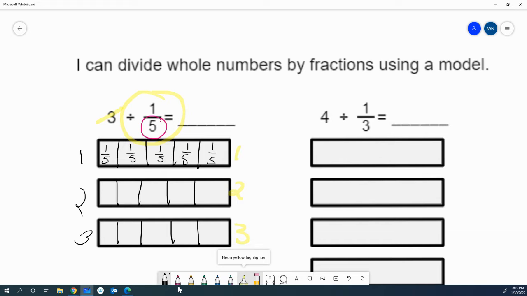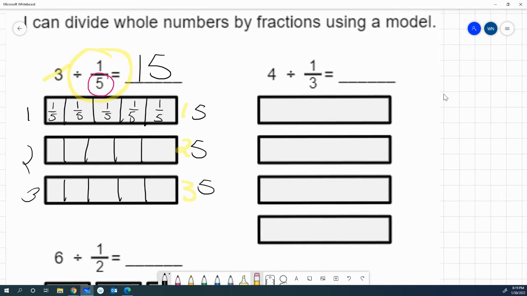This would be like if I said take 3 candy bars and divide each of them into 5 pieces. How many pieces of a candy bar are you going to have? Well, you have 5 in this one, 5 in this one, and 5 in this one. So I know I've got 15 pieces after I divide those 3 candy bars into 1/5 pieces. Looks good. Let's jump into the next one.